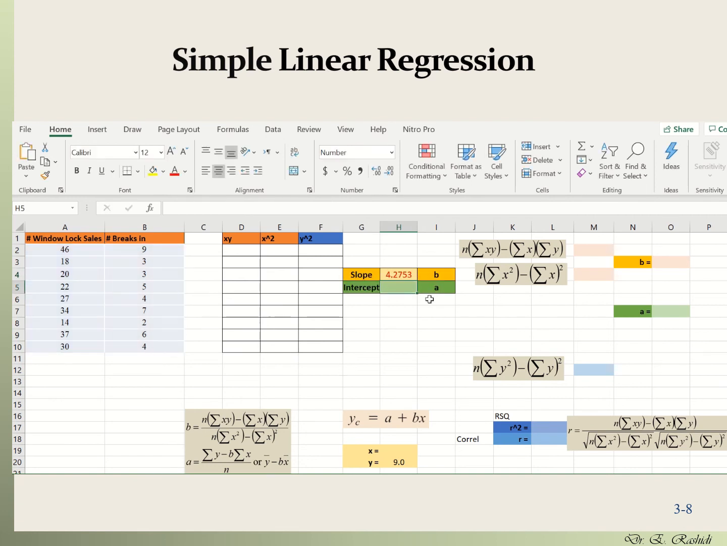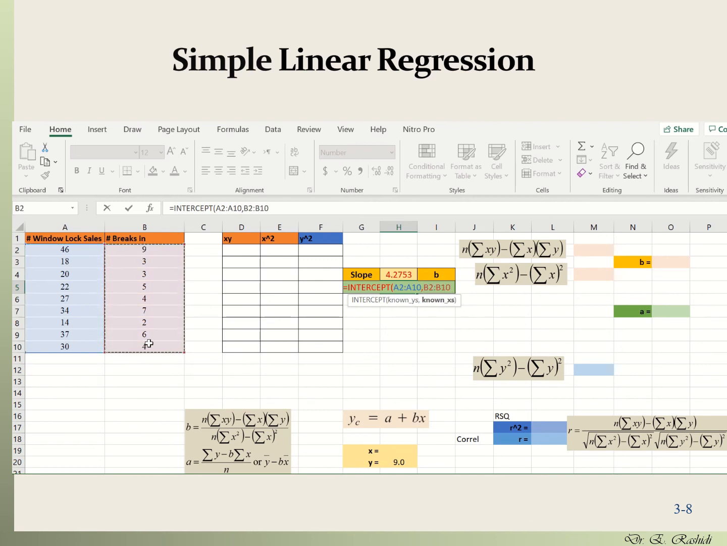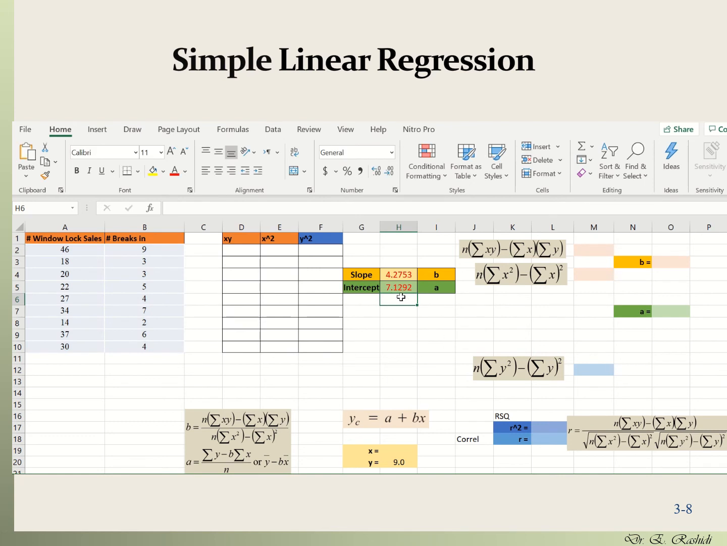And there we go. We have 4.2753. And for the intercept, the function is INTERCEPT. And again, the first parameter is the y variable, the number of window locks sold, and the x variable is the number of break-ins. So here we have also computed the intercept. So now we have the linear regression formula.